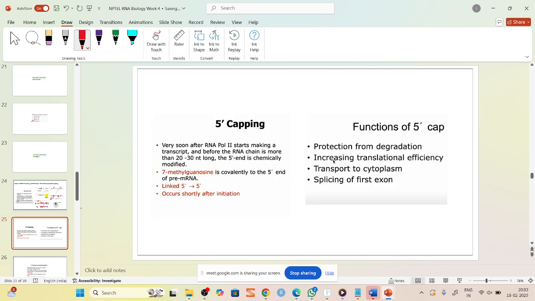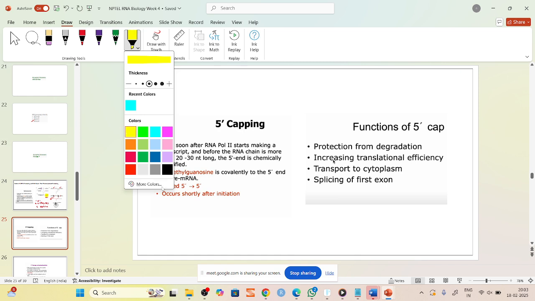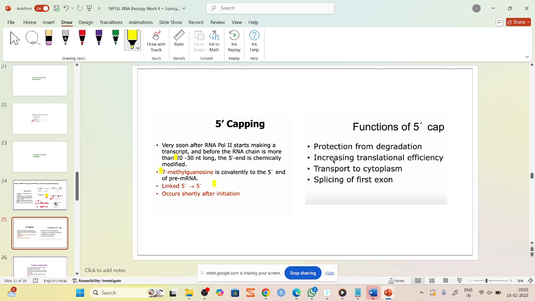Now let us see what 5' capping is. This is the first post-transcriptional modification that happens. Very soon after RNA polymerase II starts making a transcript, and before the RNA chain is more than 20 to 30 nucleotides long, the 5' end is chemically modified. How is the 5' end chemically modified? By the addition of 7-methyl guanosine, and there is a 5' to 5' linkage.